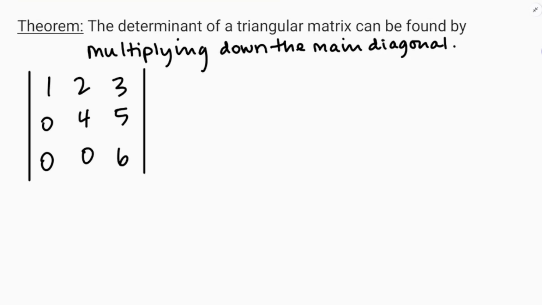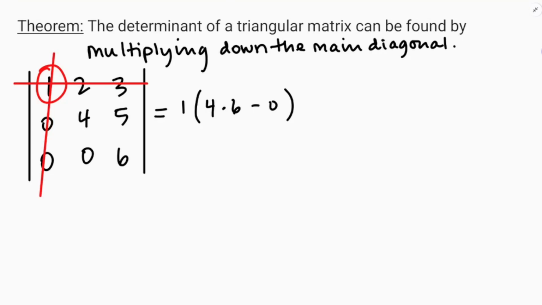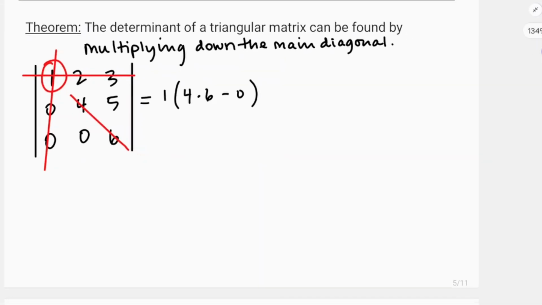So for example, let's say we've got an upper triangular matrix like that. The determinant is going to be equal to 1 multiplied by the subdeterminant, which is 24 minus 0, minus 0, plus a bunch more zeros. Really all we needed was the 1, and then we got rid of that row and column and took the subdeterminant, so I multiplied down the main diagonal. Let's do a 4x4, and let's make it lower triangular.